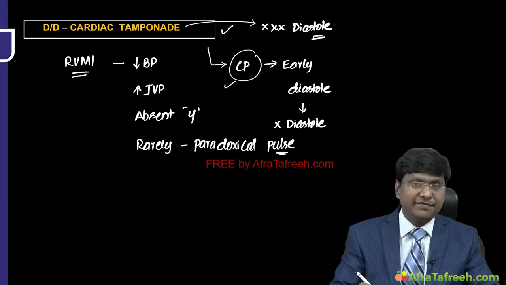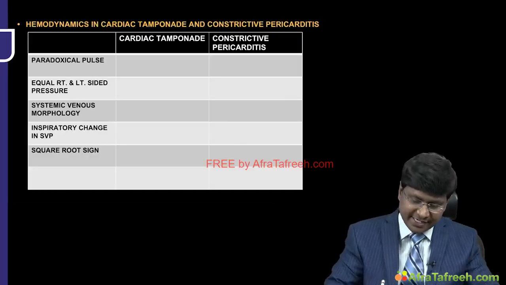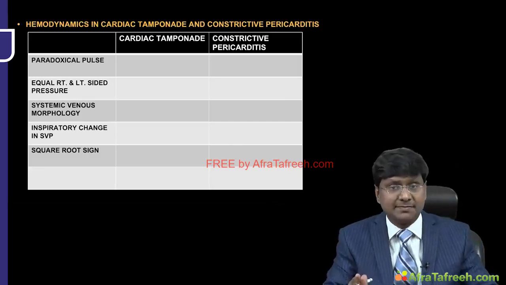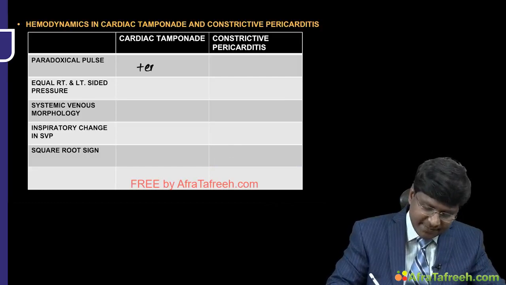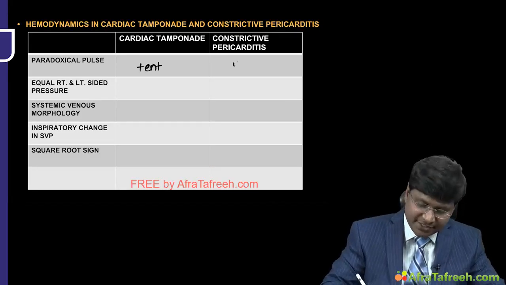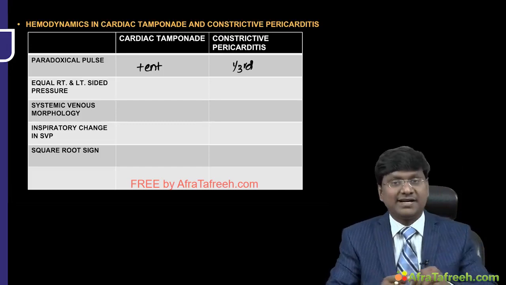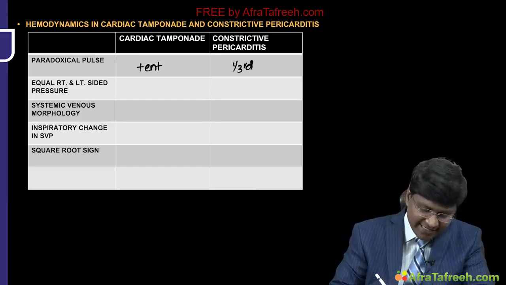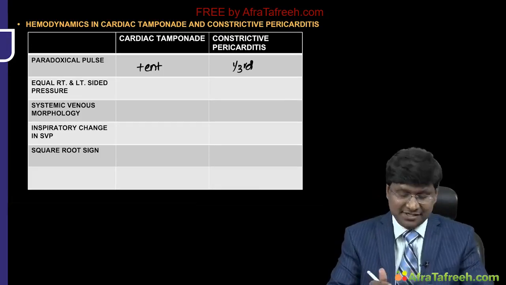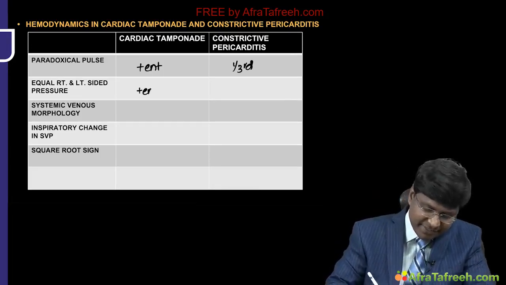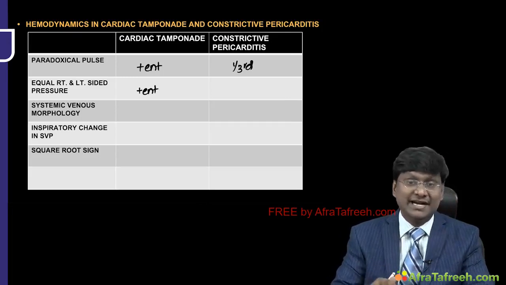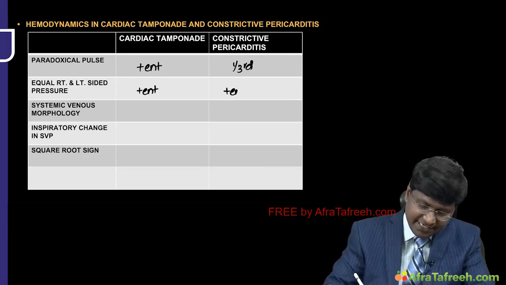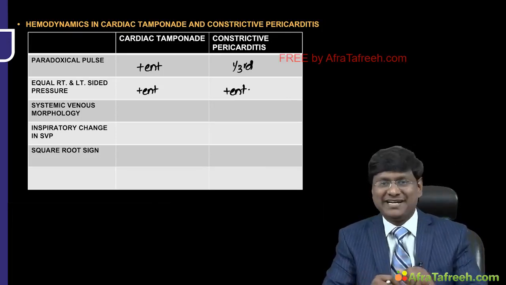Now, if you see some of the differentiating features between constrictive pericarditis and cardiac tamponade, take the paradoxical pulse. It is always present in patients with cardiac tamponade, but it is present only in one-third of cases of constrictive pericarditis, right? And equal right and left-sided pressures: the equal right and left-sided pressures are present during diastole in cardiac tamponade, and to a certain extent, they are present even in constrictive pericarditis as well.